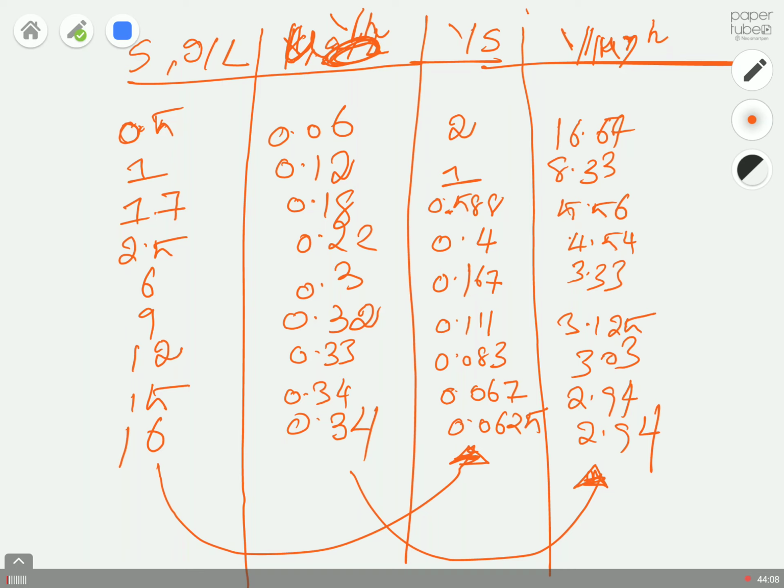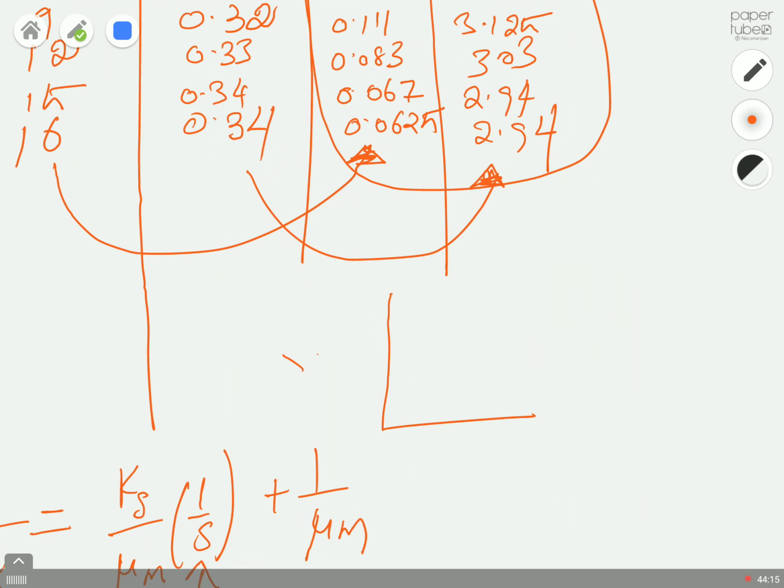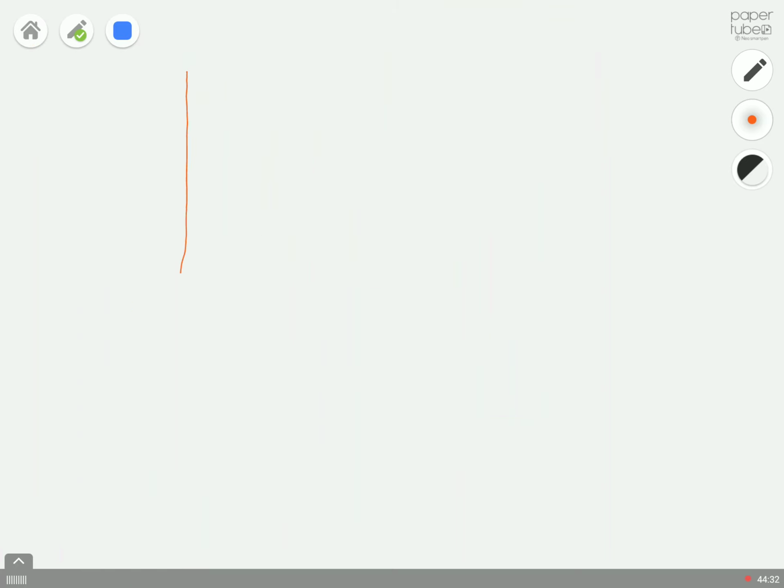So what we are going to do is plot these two columns. I'm going to plot 1 by my specific growth rate and 1 by my substrate concentration. I need to get some linear curve like that. I can try to plot. I don't have a graph sheet, so I will create my own.